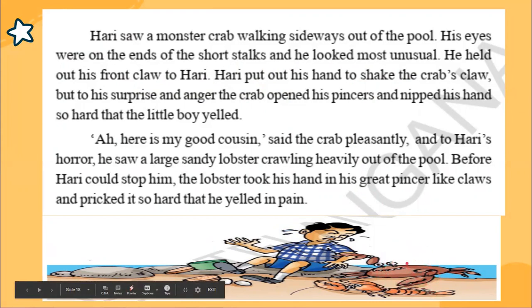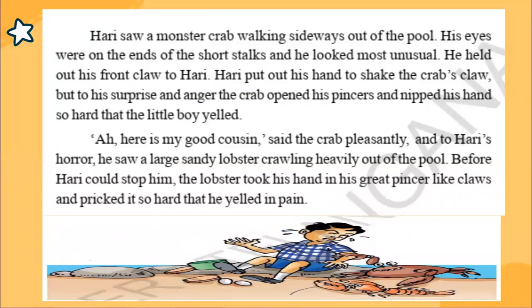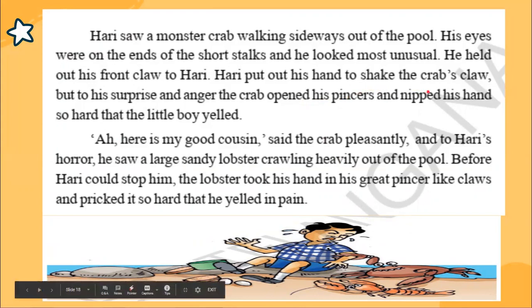He means crab. Okay? Hari saw a monster crab and his eyes were on the ends of the short stalks and he looked most unusual. As soon as he came out, the crab, you know, what did it do? It extended. He held out his front claw to Hari. Front claw means the front hand to the Hari. Hari put out his hand to shake the crab's claw. But to his surprise and anger, the crab opened his pincers and nipped his hand so hard that the boy yelled. Now, what happened? As soon as something pinches or something touches us, we'll shake our hands, right?